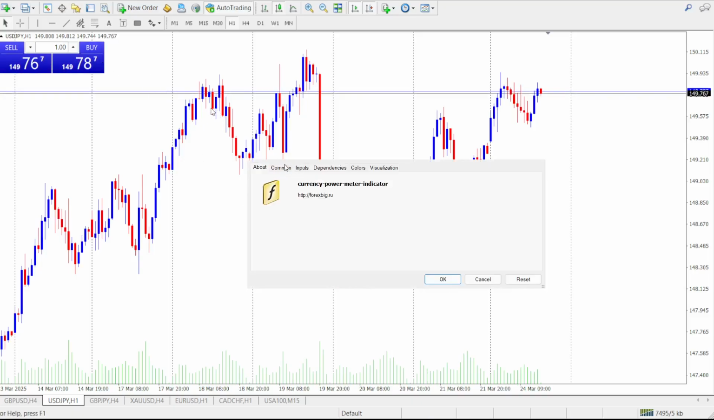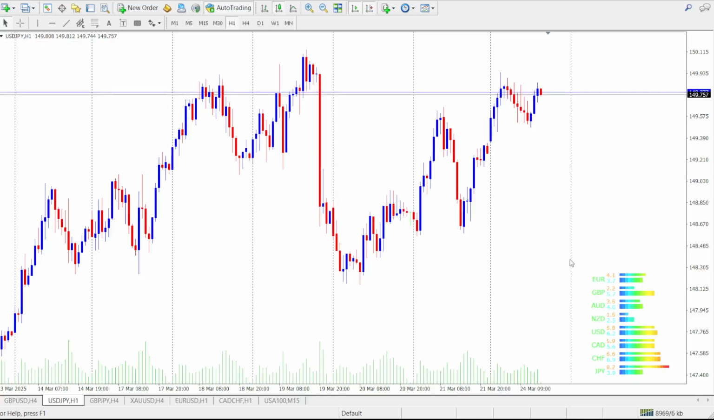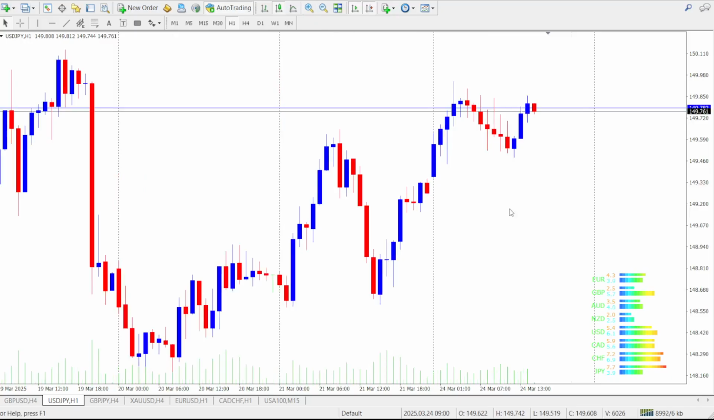All right, so this is the currency power meter indicator. It is a tool that measures the strength of individual currencies. You can see that we have a couple of currencies identified here. We have euro, the Great British pound, the Australian dollar, the New Zealand dollar, the US dollar, the Canadian dollar, the Swiss franc, and the Japanese yen.